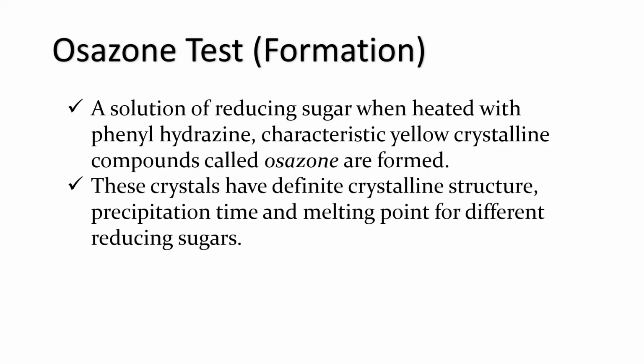Now, how will we be able to know what reducing sugar is present if a yellow crystal was formed? These crystals have actually a definite crystalline structure, precipitation time, and melting point for different reducing sugars. So when a crystal has formed, we can look at it under the microscope, and the specific shape that will be formed will help us to determine what specific reducing sugar is present.